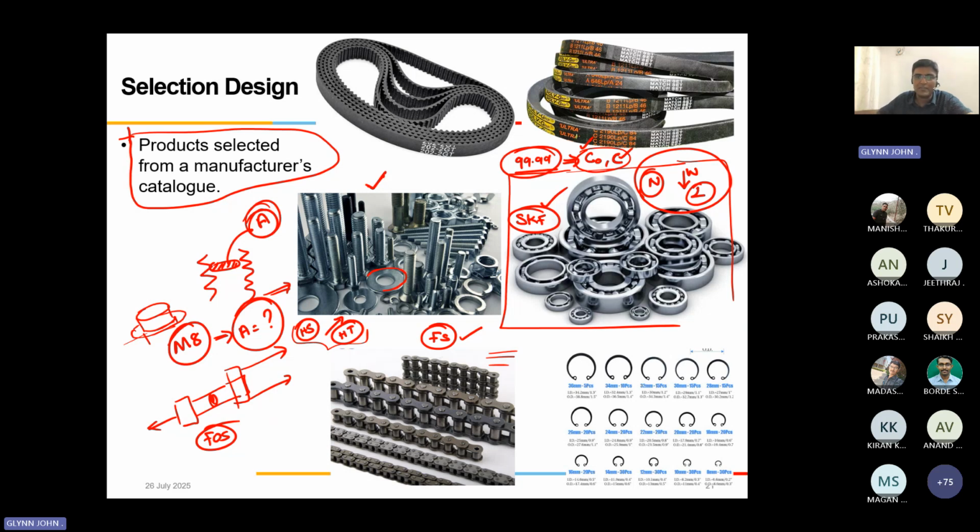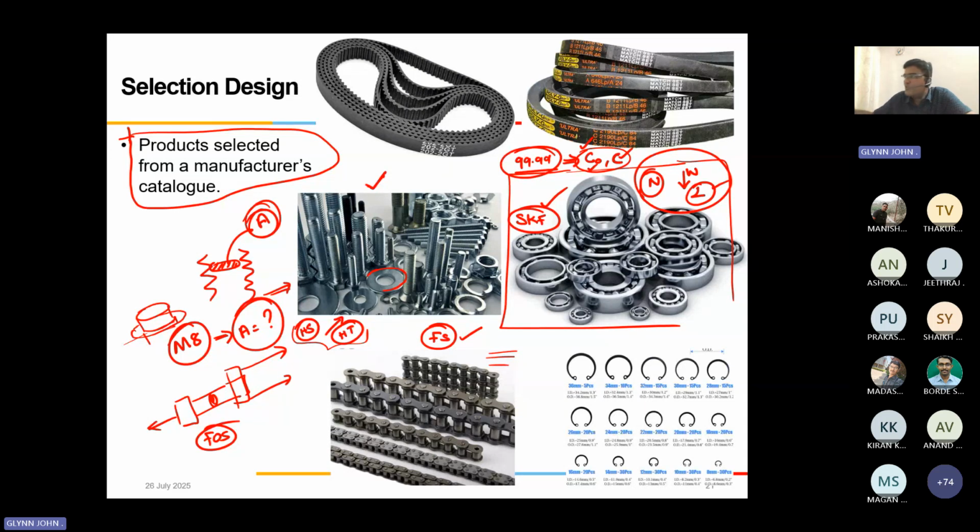Now, what is the RPM of the shaft? What is the load coming on the shaft? How much load is going to come on the bearing? Based on that, again, how much life is needed? Based on that, you'll be able to calculate the static load rating and the dynamic load rating. Based on that, you choose the bearing, and you have a bearing, right? So this is selection design.